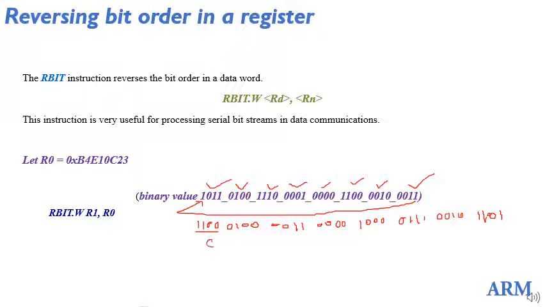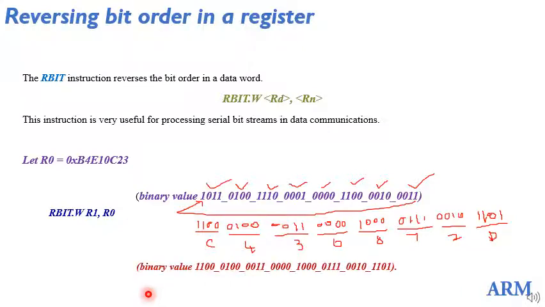1100 is 12, 12 is C, 0100 is 4, 0011 is 3, 0000 is 0, 1000 is 8, 0111 is 7, this is 2, and this is 1101. 12 plus 1 is 13. 13 is D. Okay. So the reversed value is this, and the hex value will be C430872D.